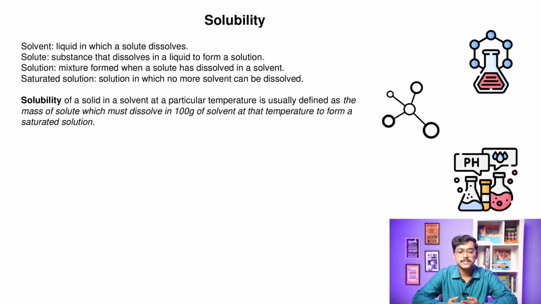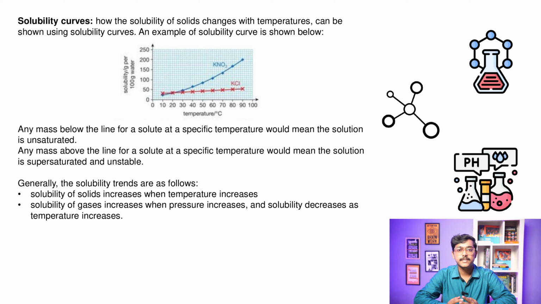Now, what is solubility? The solubility of a solid in a solvent at a particular temperature is usually defined as the mass of solute which must dissolve in 100 grams of solvent at that temperature to form a saturated solution. So this takes us to solubility curves. So what are solubility curves?